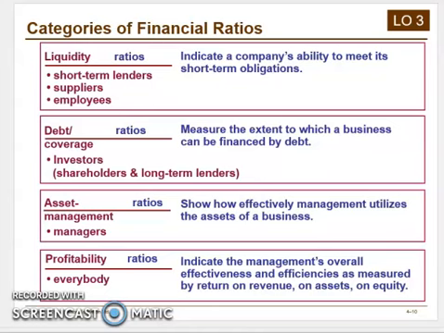Hi everyone. Now that we've had a chance to look over both the vertical and horizontal analysis for both the income statement and the balance sheet, we're going to look at other financial ratios. So there's four categories of ratios. There's liquidity ratios, debt ratios, asset management ratios, and profitability.